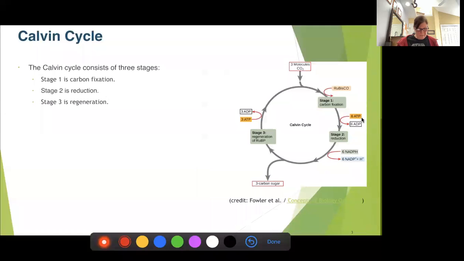There are 3 stages in the Calvin cycle. There is carbon fixation, there is reduction, and regeneration. So we're going to talk about those 3 stages.